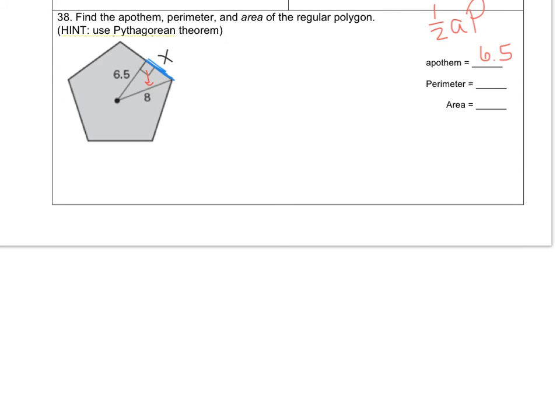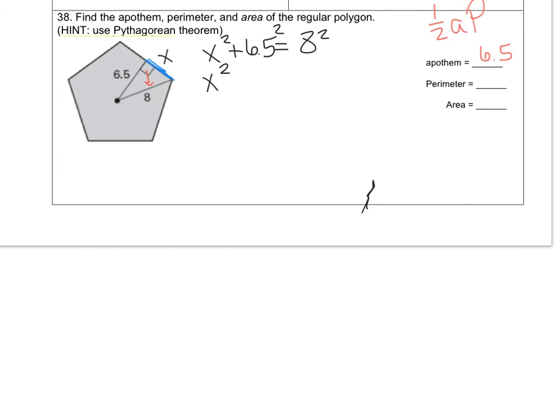That's your c value, c squared, that's going to be by itself. So to set Pythagorean theorem up, we're going to do x squared plus 6.5 squared equals 8 squared. Okay, so simplify.